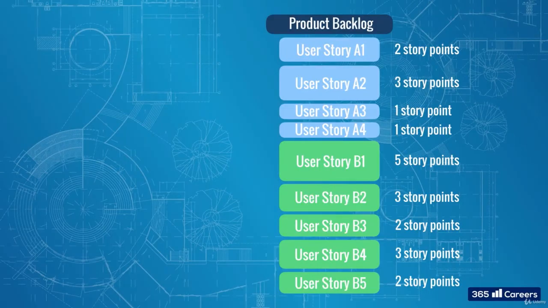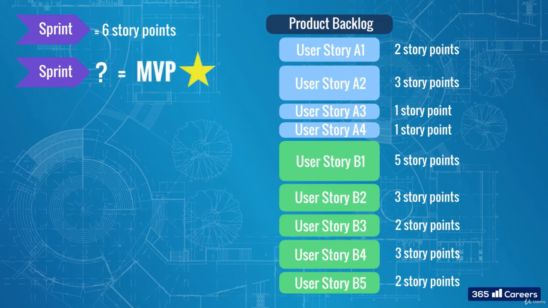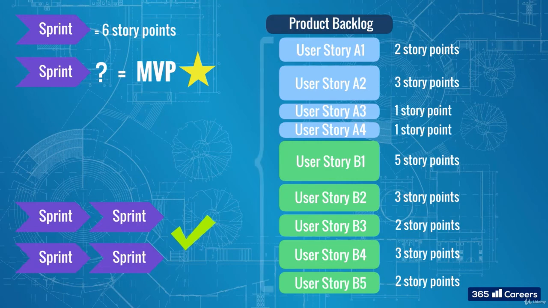Let's do a quick exercise. If we use the example on the screen, and we know the development team velocity is 6 story points per sprint, try to calculate how many sprints are needed to deliver the user stories on the screen, which correspond to the minimum viable product or MVP of this project. Ready? What's your answer? If you said 4, you're correct.